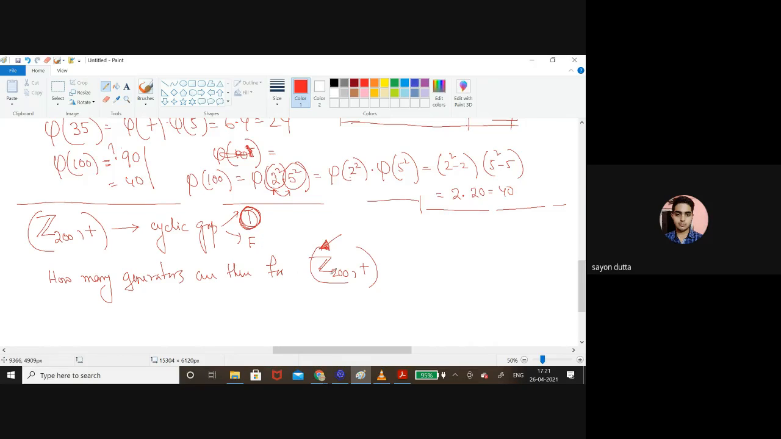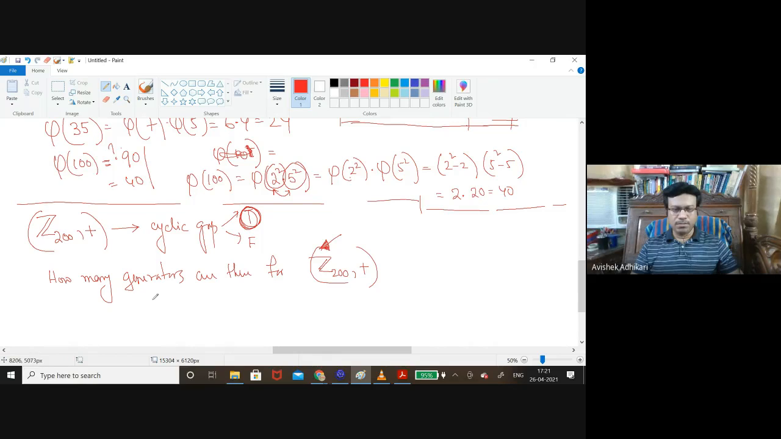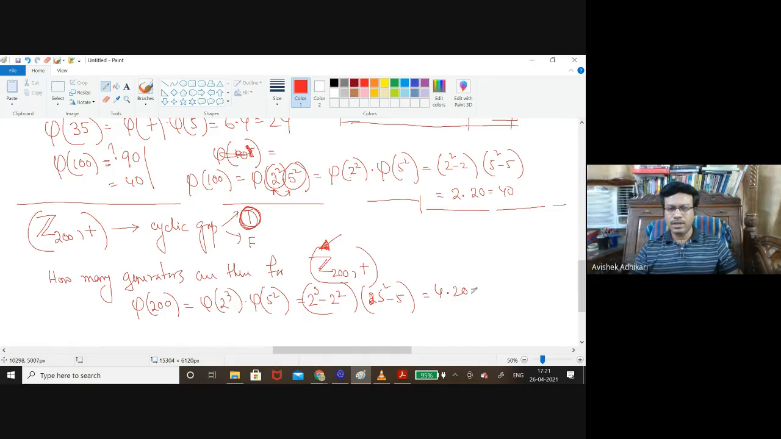So Sir, how many, 80. 80. Okay, somebody says 80. Let's calculate. That means phi of 200 is phi of 2 cube into phi of 5 square. And phi of 2 cube is 2 cube minus 2 square, and this is, sorry, 5 square minus 5. And that value is 4 into 20, and that gives you 80. Very good. Now you understand the whole thing.